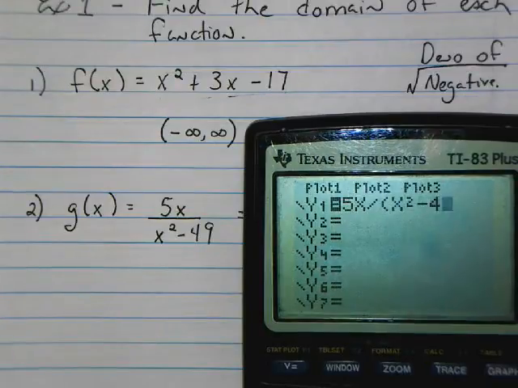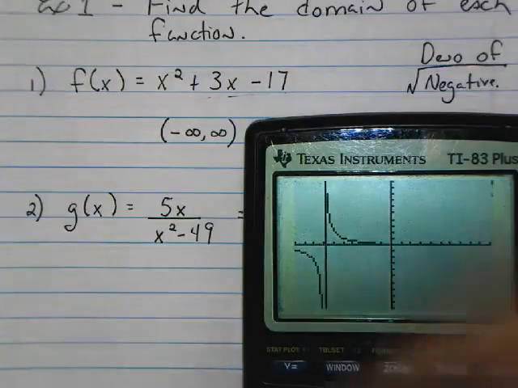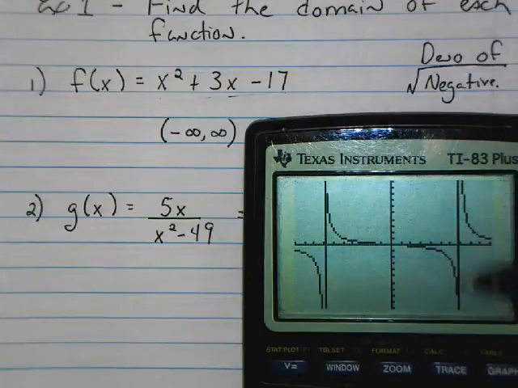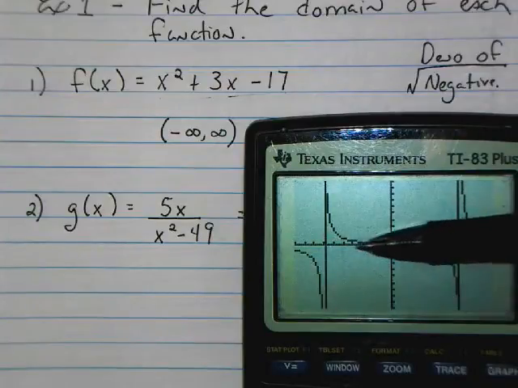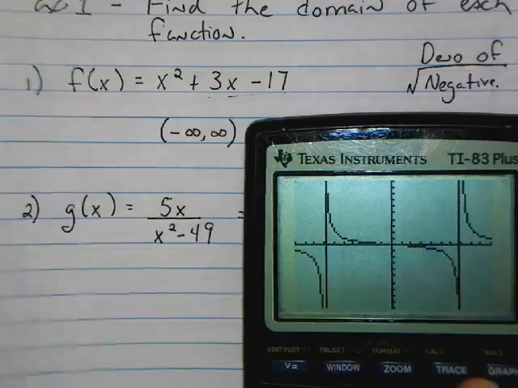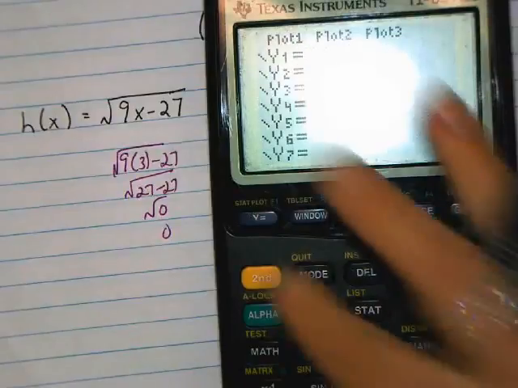Graph. So do you see right here? This is a vertical asymptote, and here as well. And if you look, that happens at negative 7 and 7. Okay, so that's where this function gets close to it, but never touches it. Alrighty, and then if we look at the last one, we want the square root of 9x minus 27.